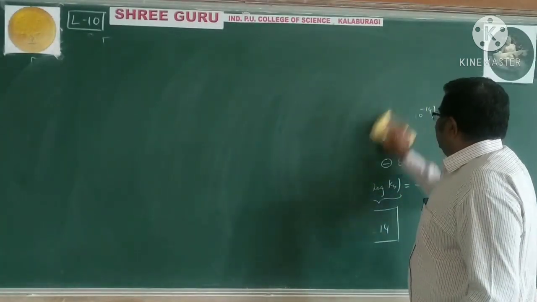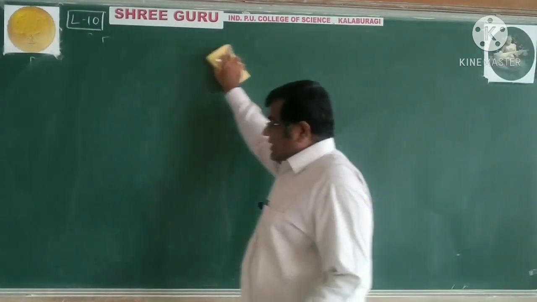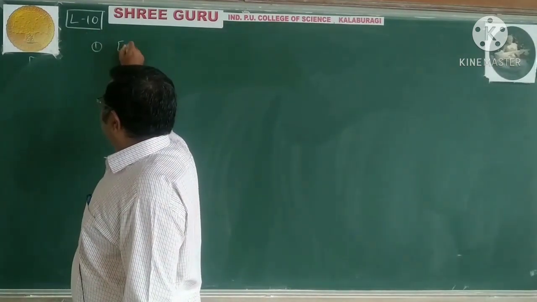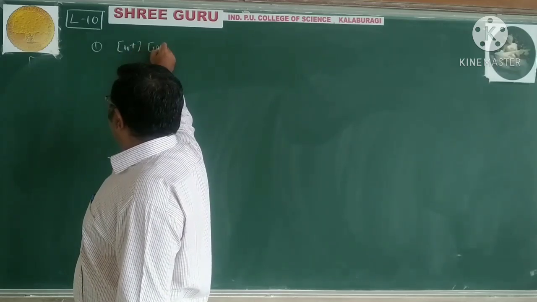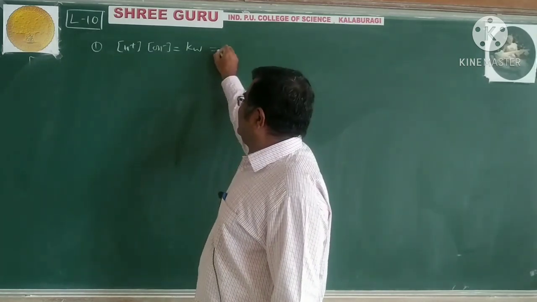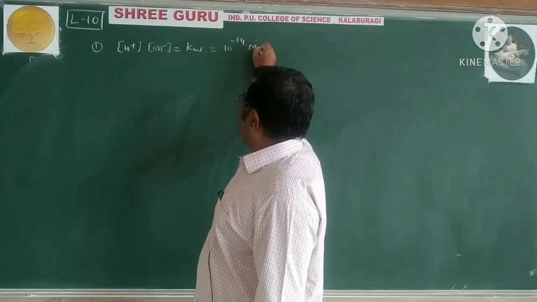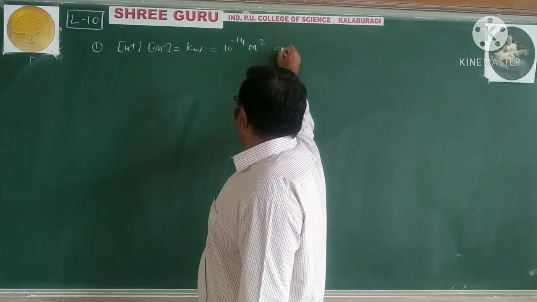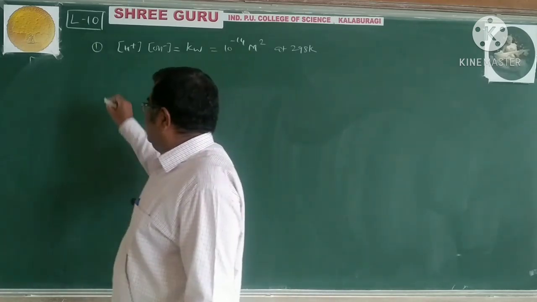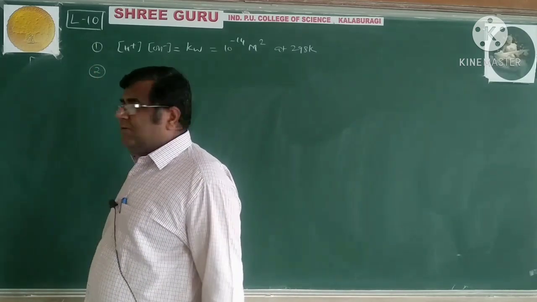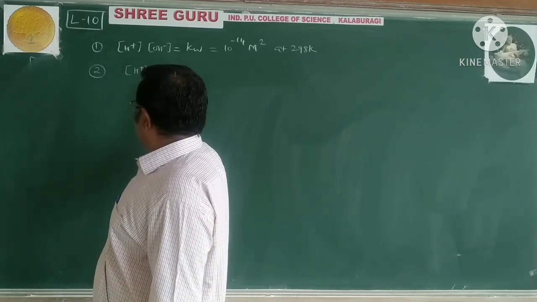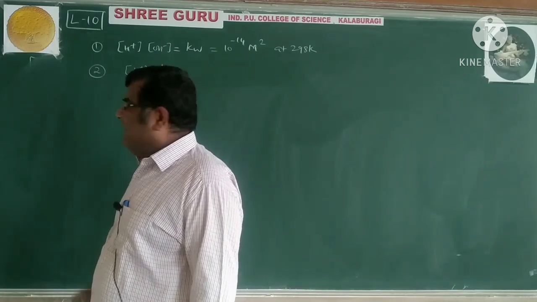So I will start from the ionic product of water. The formula used: H plus ion concentration into OH minus ion concentration is equal to Kw, which is the ionic product of water, 10 raised to minus 14 mole square per liter square at 298 K. This is the first formula. Then we said H plus ion concentration is equal to ionic product of water divided by hydroxyl ion concentration.